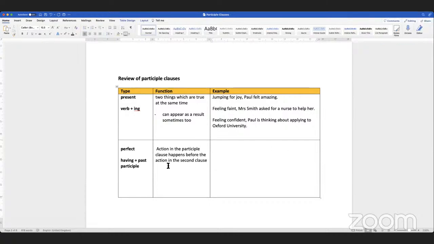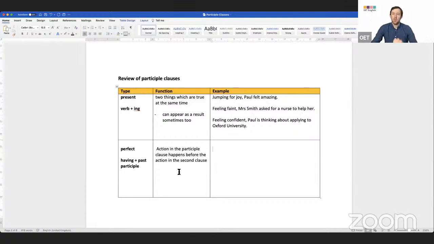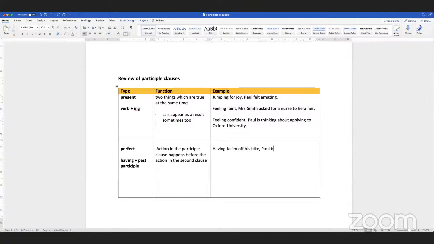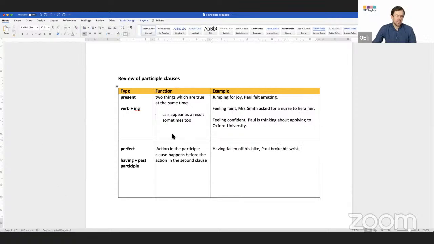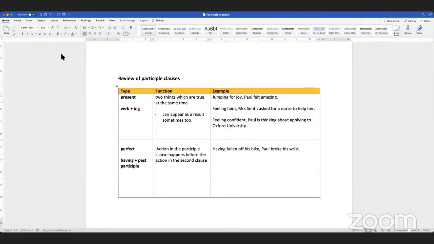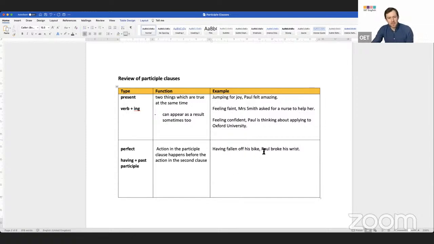So in a perfect participle clause, what you are telling me is that the thing in the participle clause happens before the thing in the second clause. So an example: having fallen off his bike, Paul broke his wrist. Okay, just have a look at that one. Having fallen off his bike, Paul broke his wrist.